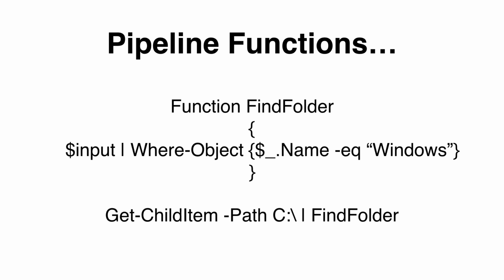To call the function, we need to specify a command that it can be piped. In this case, we are using the commandlet get child items with the path to the C drive. Then we use the pipe and call our function by name.